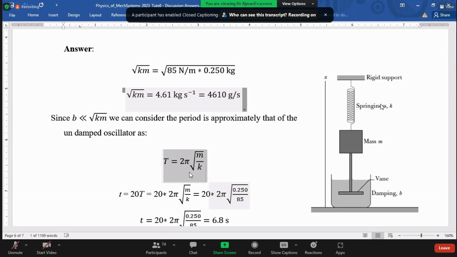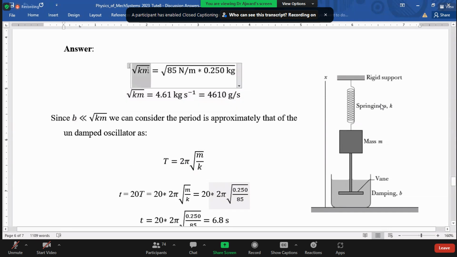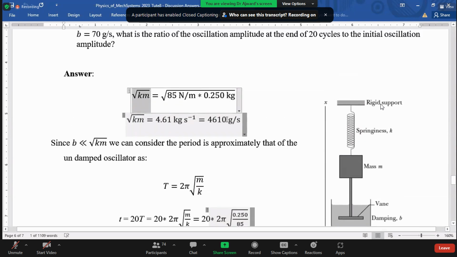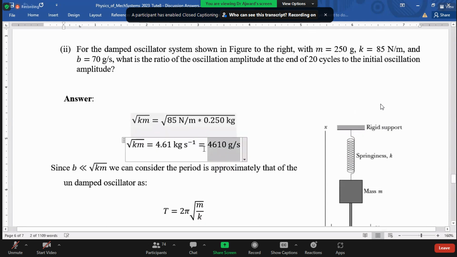Doesn't mean that it is undamped, but the angular frequency and the period would be the same if the damping constant is quite small compared to this square root of km. So we can find the square root of km. If you find the square root of km, you see that it is this much in grams per second, because the k value and m value are given, but the b is 70. So compared to this value, the damping constant is very small.